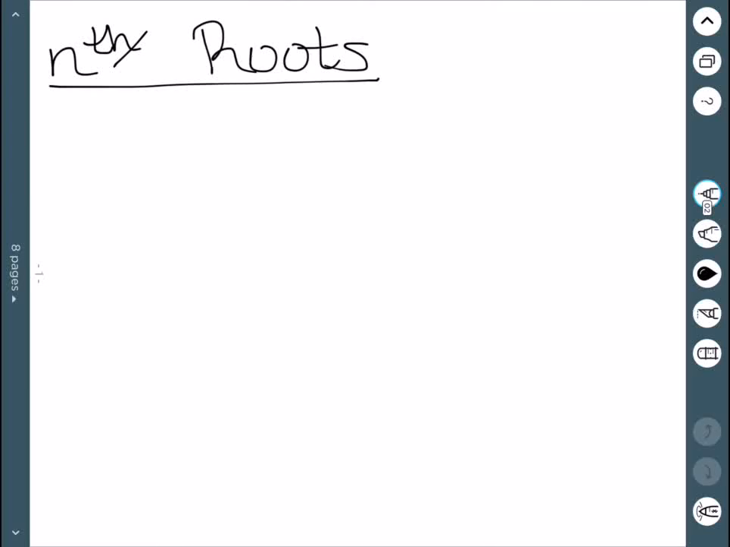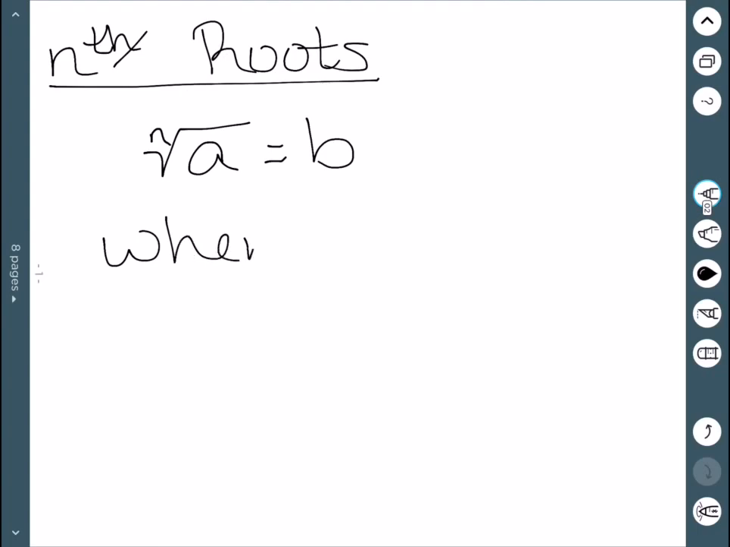Here we'll look at nth roots. These are similar to square roots, only we're going to be looking at higher powers. We denote this by writing the square root of a with this little n at the top. What this means is this is equal to b whenever b to the nth power is equal to a.